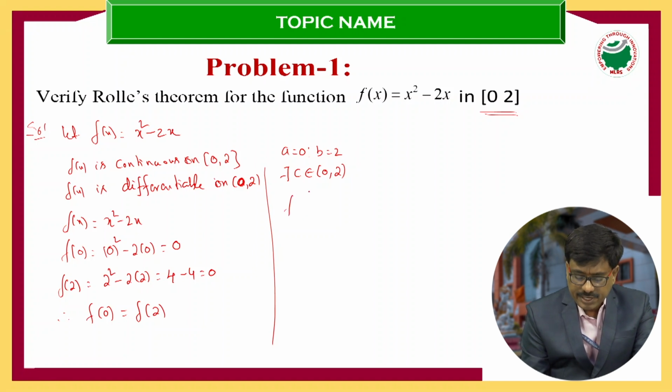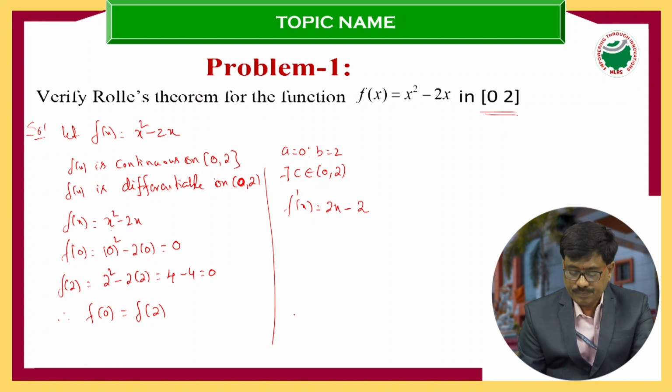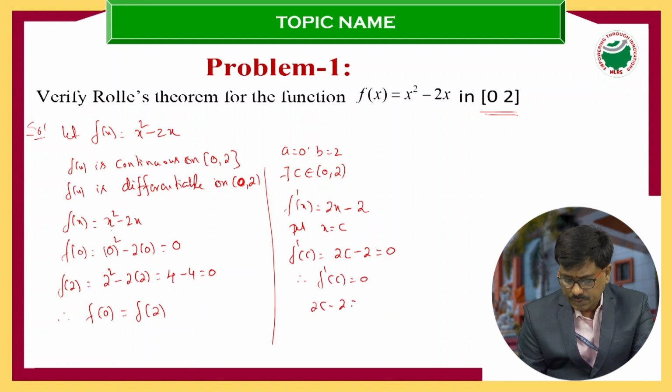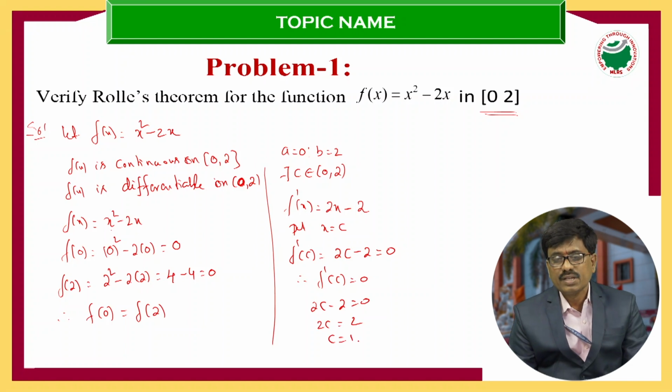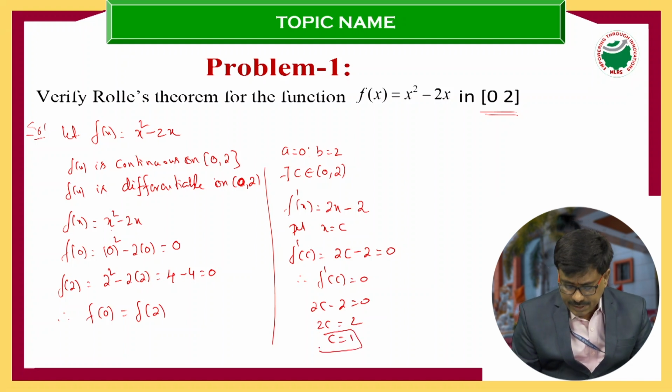f dash, what is f dash of x for this function? What is the derivative of x square? 2x. Minus, what is the derivative of 2x? 2. Put x replaced by c, this becomes f dash of c, which is equal to 2c minus 2 equal to 0. Therefore, f dash of c equal to 0, 2c minus 2 equal to 0, 2c equal to 2, c equal to 1. See, we got the value of c.